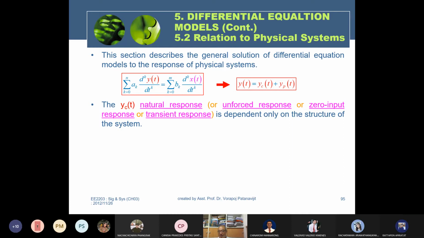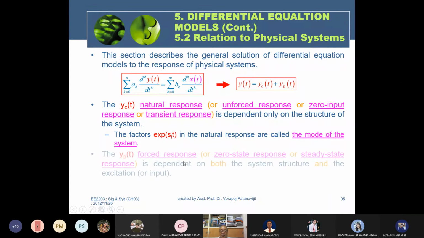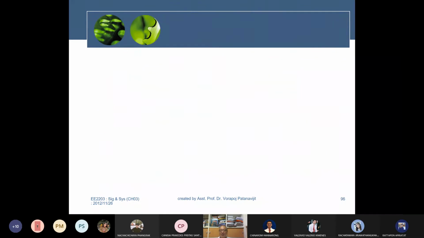Yc depends on the system structure, not on the input side. The exponential factors e^(s1 t), e^(s2 t), and so on in the natural response we call the modes of the system, and they are used to analyze whether the system is stable or not. Yp is the forced response or the zero state response, which is dependent on both the system and the input. When the input is fed to the system, it excites the system.